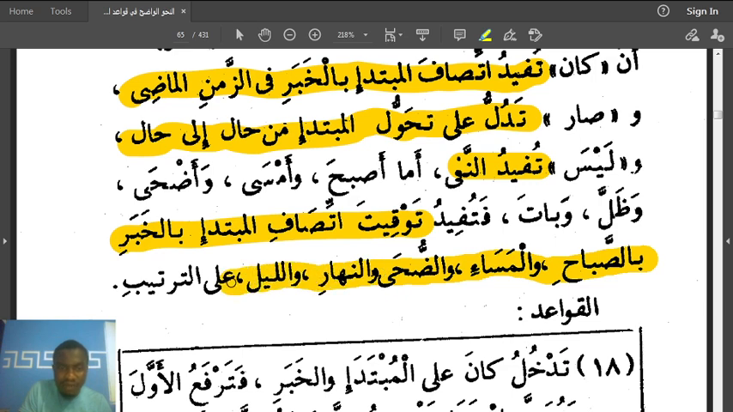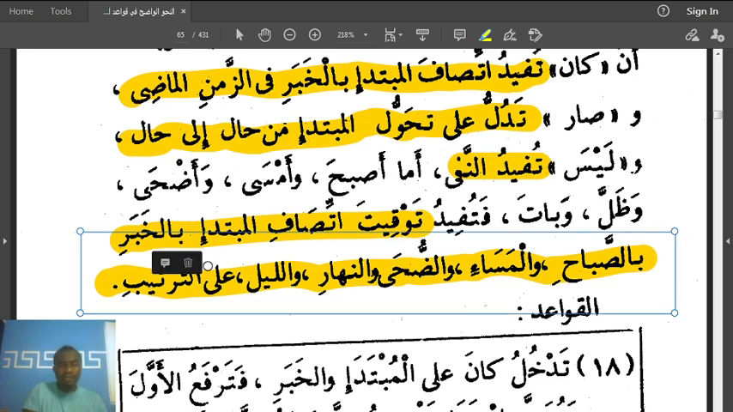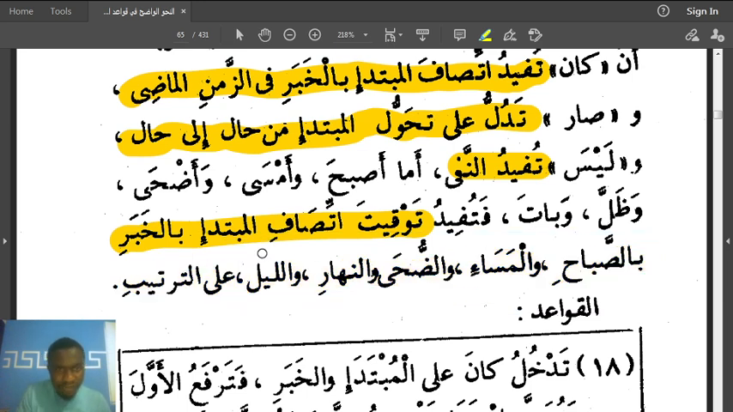والمساء والضحى والنهار والليل على الترتيب. We need this, this is the function. على الترتيب means respectively. So he just mentioned أصبح, أمسى, أضحى, ظل, بات together, and he gives us their function.